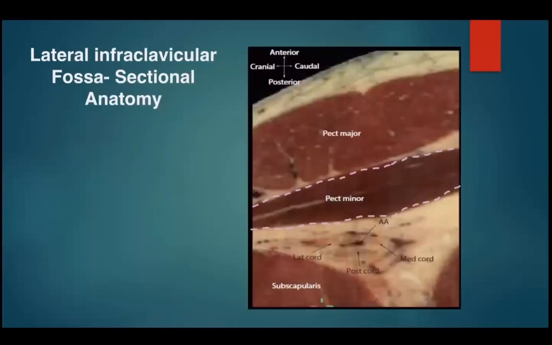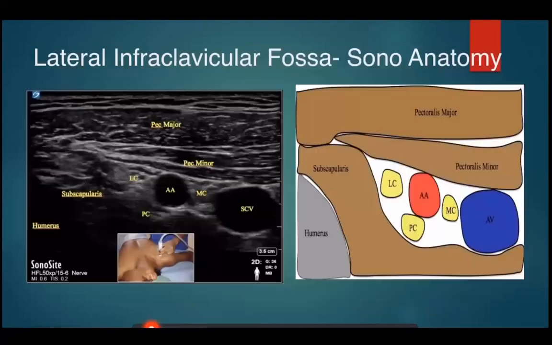So this is a sectional anatomic image. Here you can see the lateral infraclavicular fossa is bounded anteriorly by the pectoralis major muscle and the pectoralis minor muscle, and below it is the subscapularis muscle. Here you can see the axillary artery being surrounded by the lateral cord, posterior cord, and the medial cord of the brachial plexus. Here is an image showing the sonoanatomy.